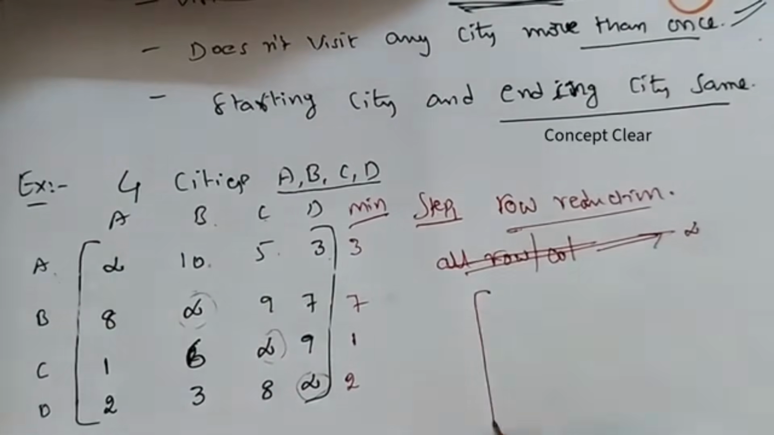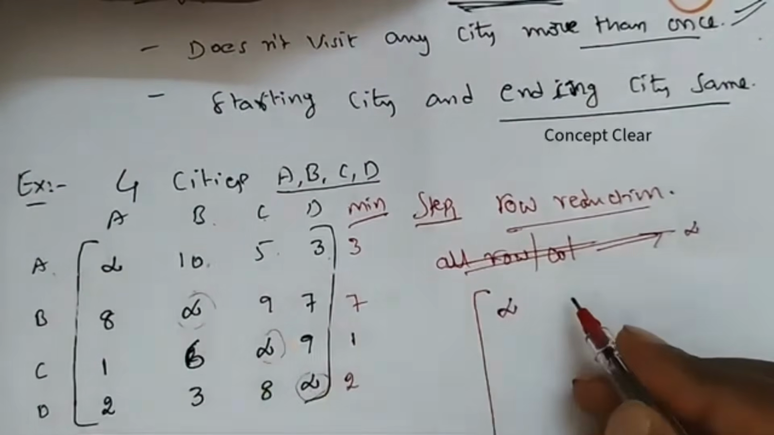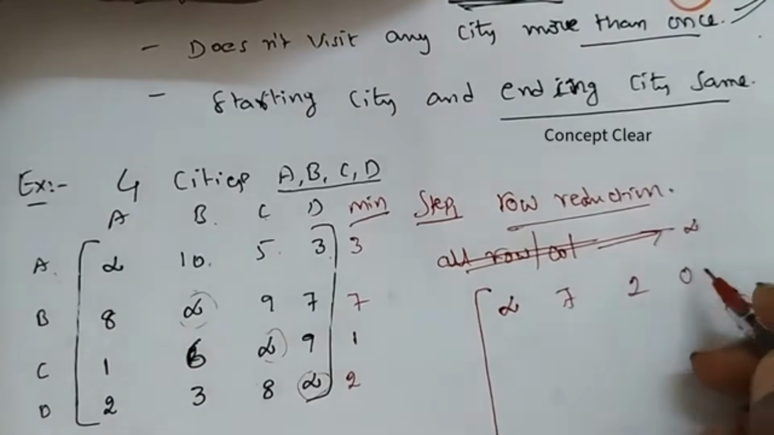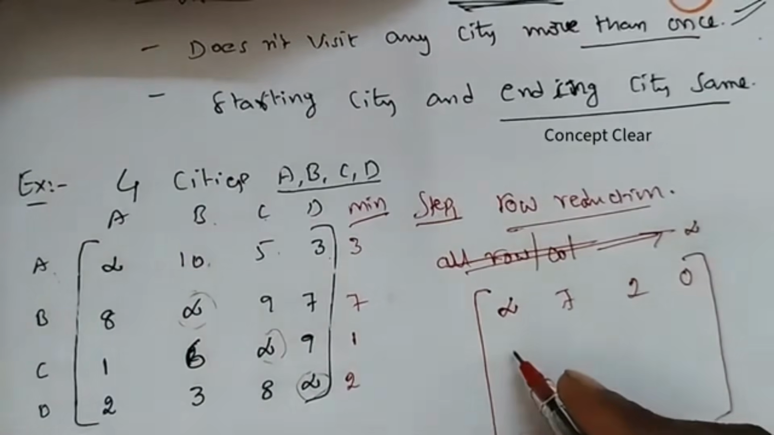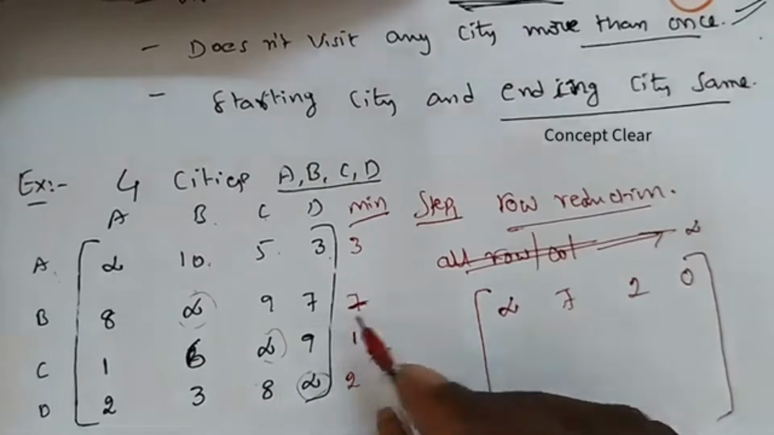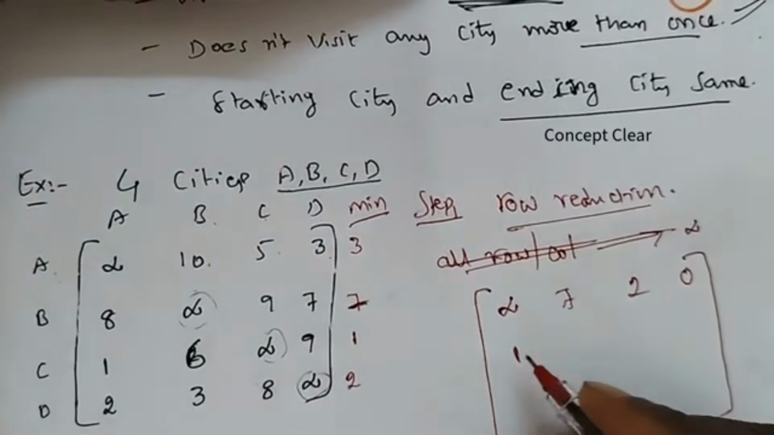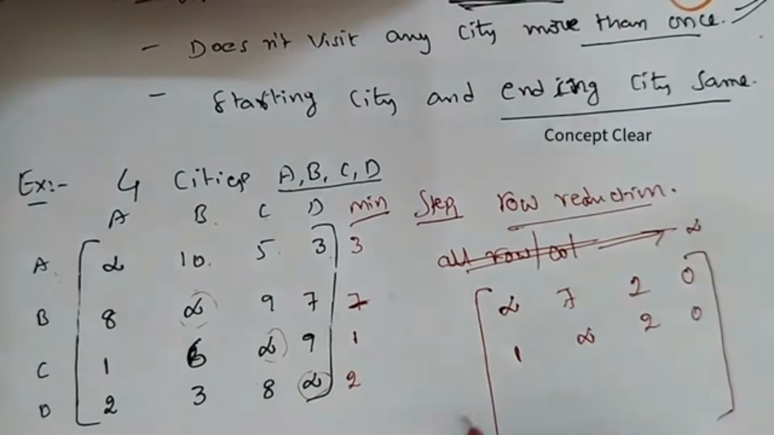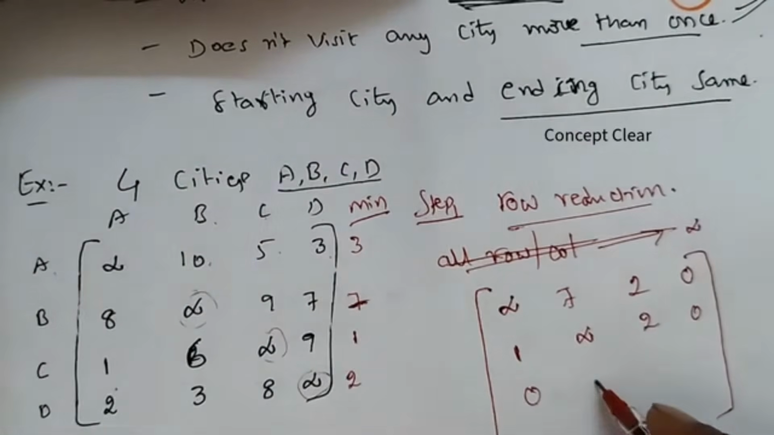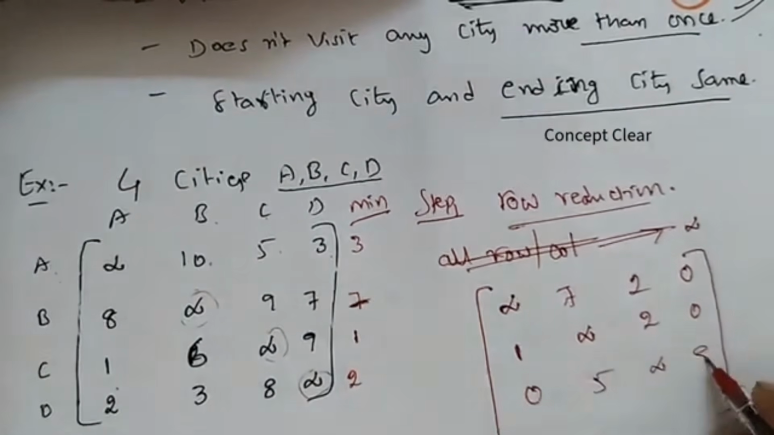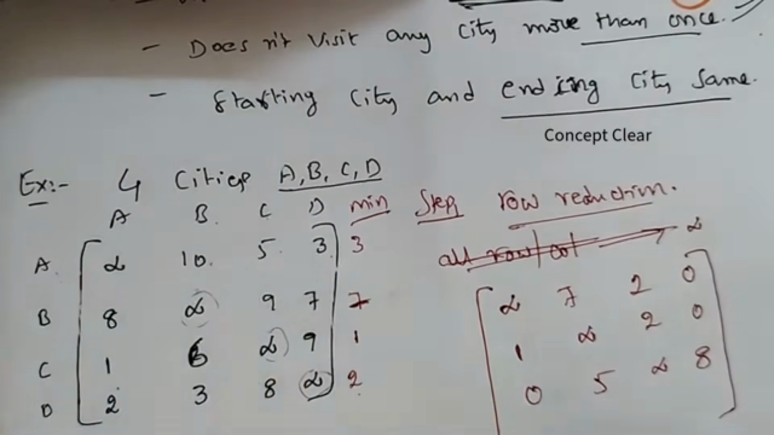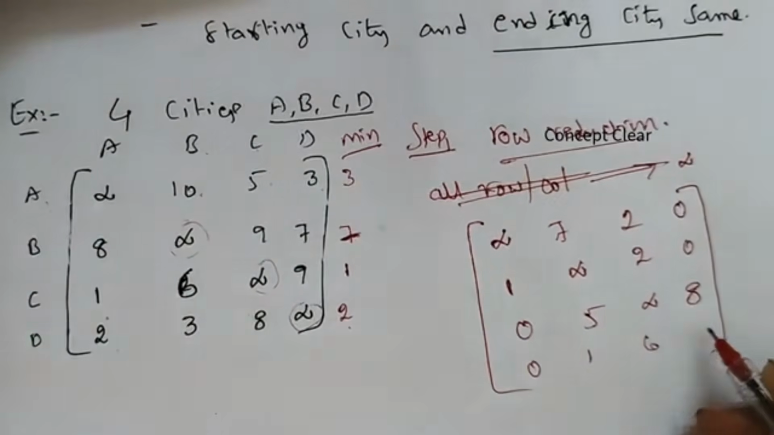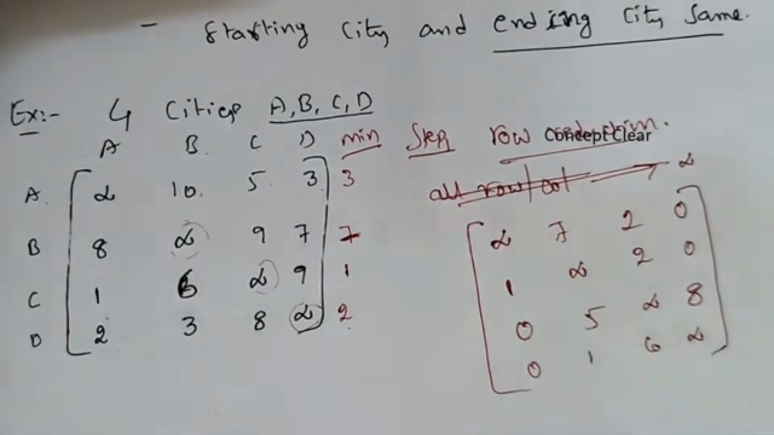After performing row reduction, what is the value here? Infinity. 10 minus 3 is 7, 2 and 0. Here we perform the row reduction with 7. So 8 minus 7 is 1. Infinity. 9 minus 7 is 2. 7 minus 7 is 0. Next, 1 minus 1 is 0. 6 minus 5, infinity, and here 8. And what about here 2? 2 minus 2 is 0. Here 2 minus 1 is 1, 8 minus 2 is 6, infinity. So this is the row reduction value.